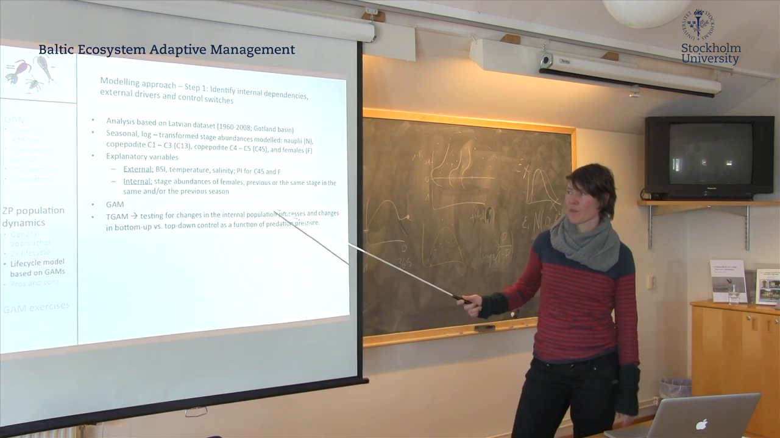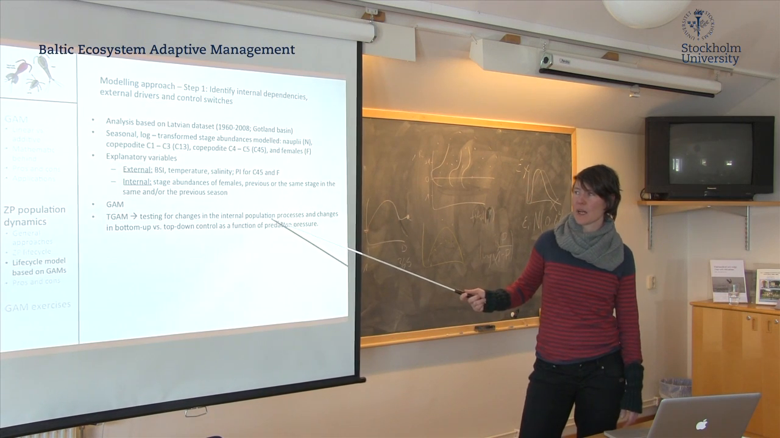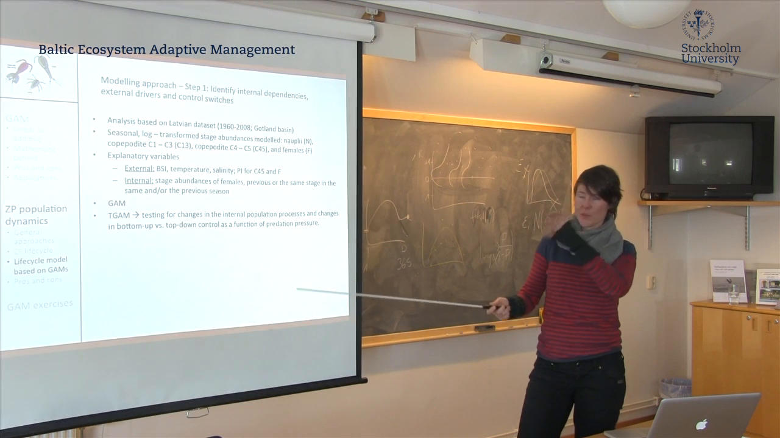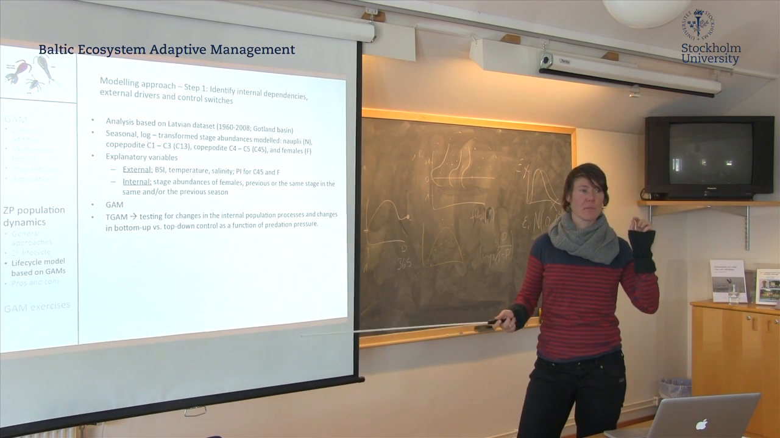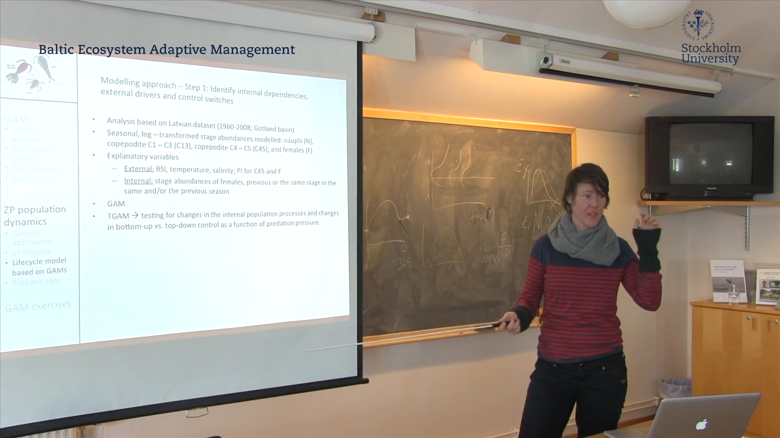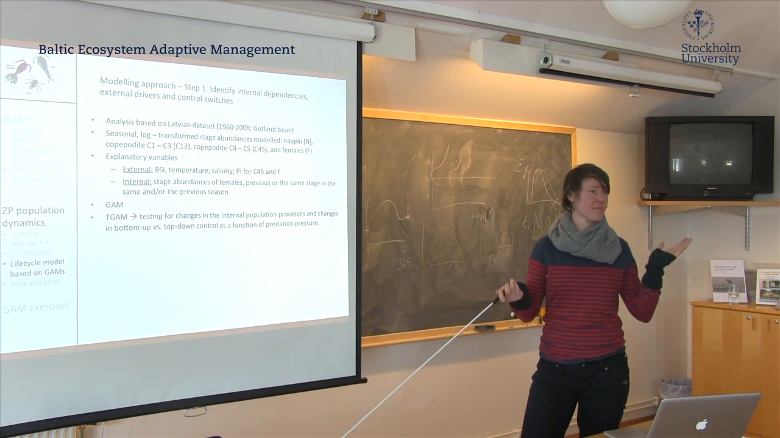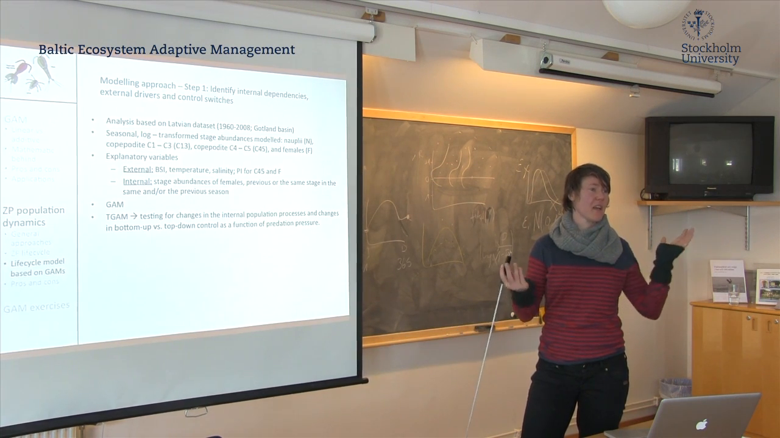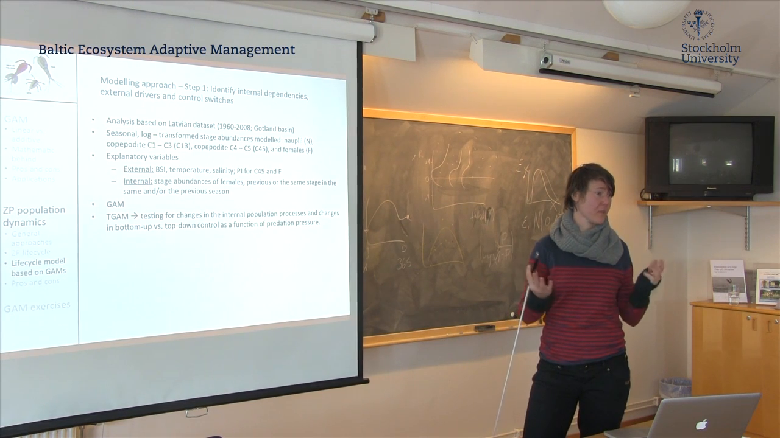And in addition, for the older stages, I used a TGAM, and I wanted to know if the same kind of model you just saw varies between different levels of predation. If high predation exists, maybe the salinity has a lower effect than it does when predation is low.